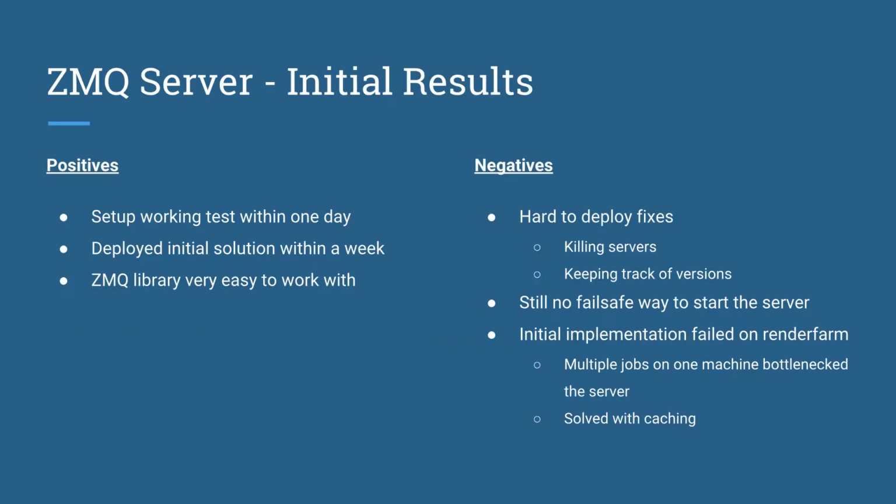Our initial results were really positive. Within one day, we were able to get the server and clients talking to each other, and then the same week, we connected it to our USD plugin and actually deployed it to our artist workstations. This was really important because we had a really rapid development cycle, and so once we got it to our artists, we were able to then solve any edge case problems that might have arisen. And another really good positive was that the ZeroMQ library was very easy to work with, and their documentation made it quite easy for us to implement.